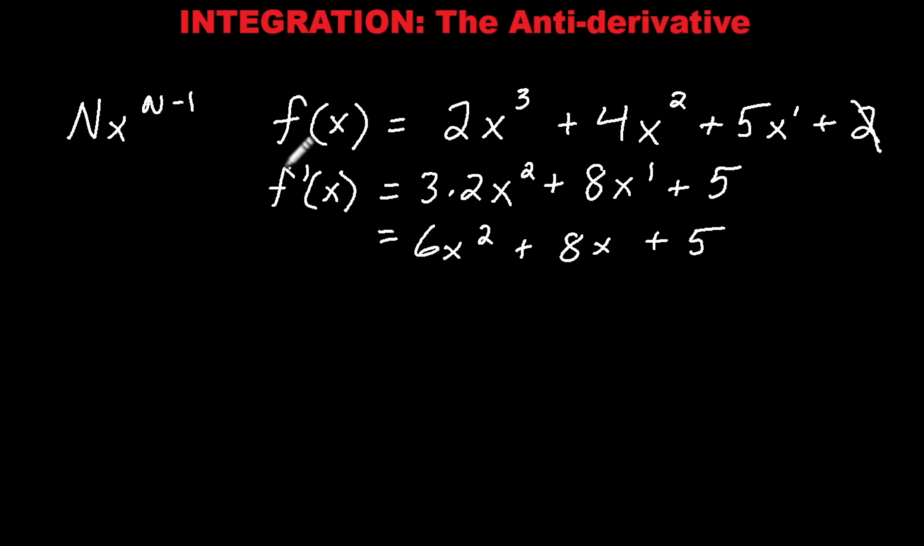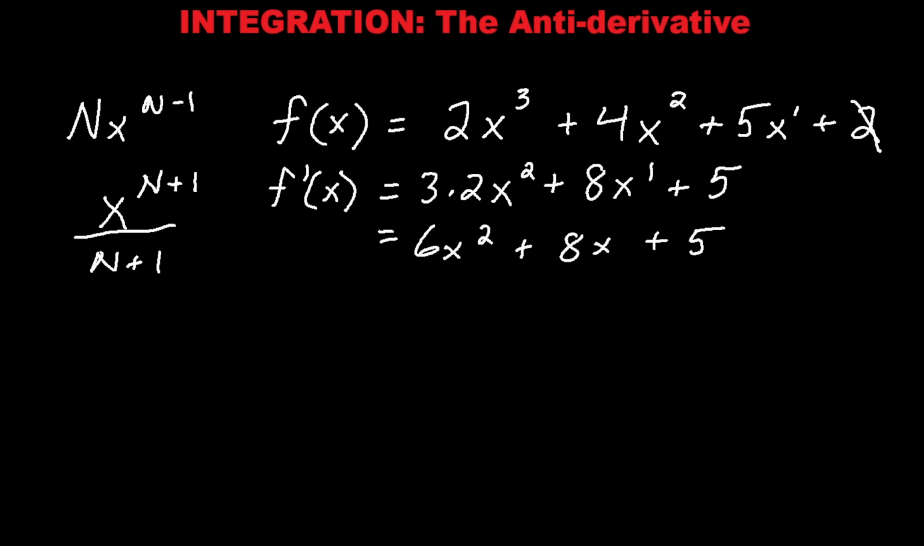Now, when we integrate, we want to do the exact opposite of the power rule. So we have x. We want to increase the power by 1. And since I had brought down the original number to the front, instead of multiplying by n this time, I'm going to divide by this n plus 1. So this is actually the formula that we're going to use.